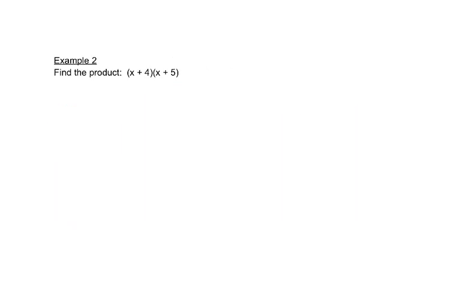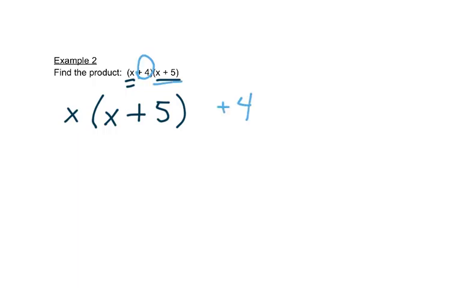Now in this situation, we're going to distribute still. We want to take this x times everything inside of here. So I'm going to write that out. We're going to take x times x plus 5. And then we're going to take this plus 4 times everything inside of here. We're just going to distribute the x first and then the 4.